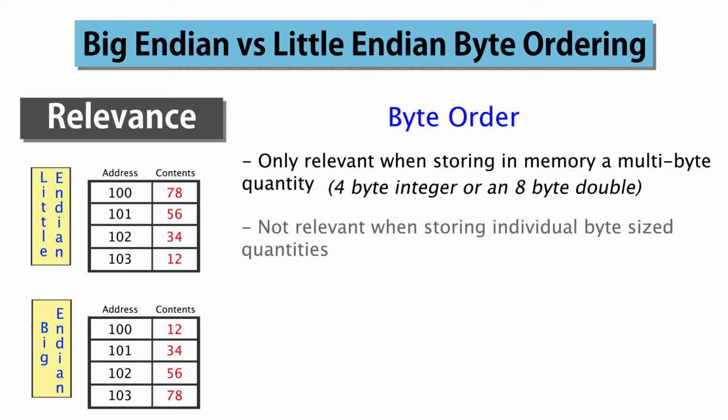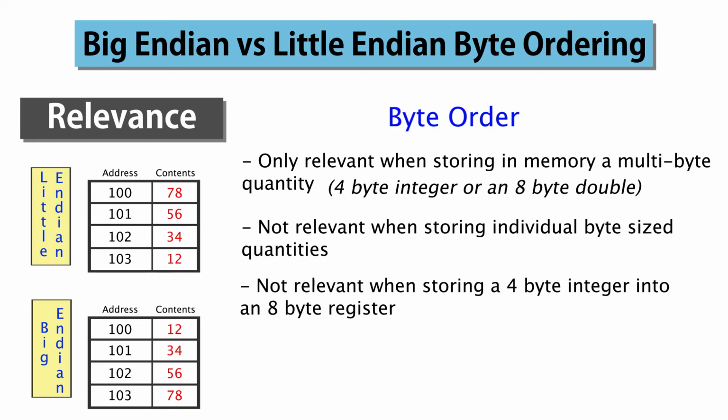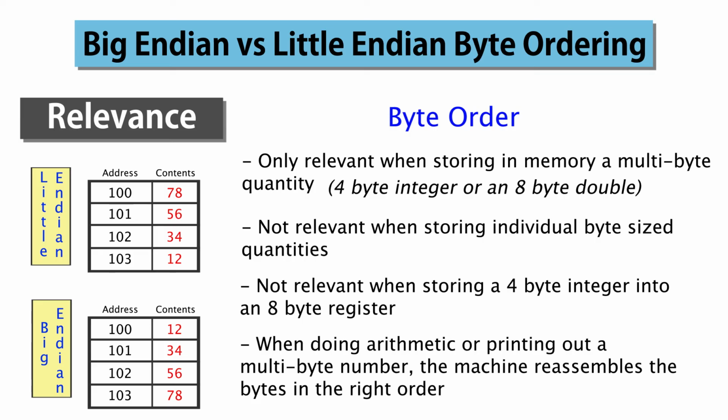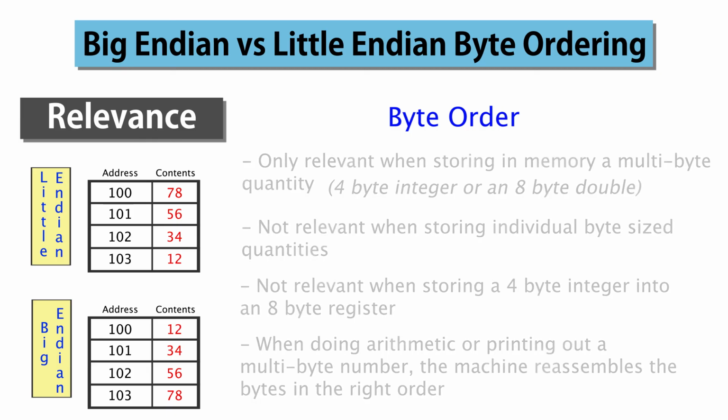Byte order is not relevant when storing individual byte-sized quantities, as in C string data. A string in C is a list of individual ASCII characters, each of which is 1 byte long. Byte order also is not relevant when storing, say, a 4-byte integer into an 8-byte register. The register is big enough to hold a quantity without reordering the bytes. Finally, when doing arithmetic or printing out a multi-byte number, the machine reassembles the bytes in the right order, and in most cases, the programmer doesn't really care about the byte ordering.